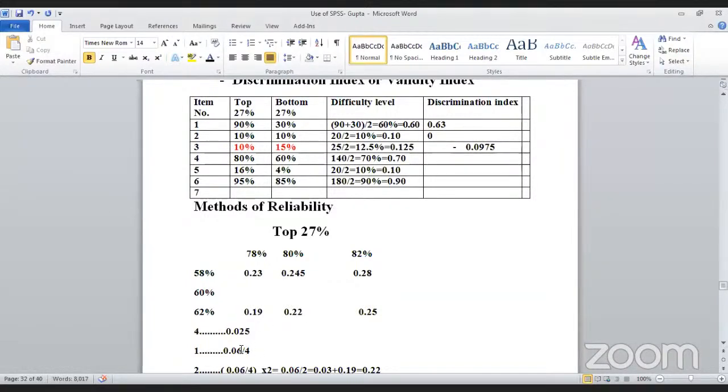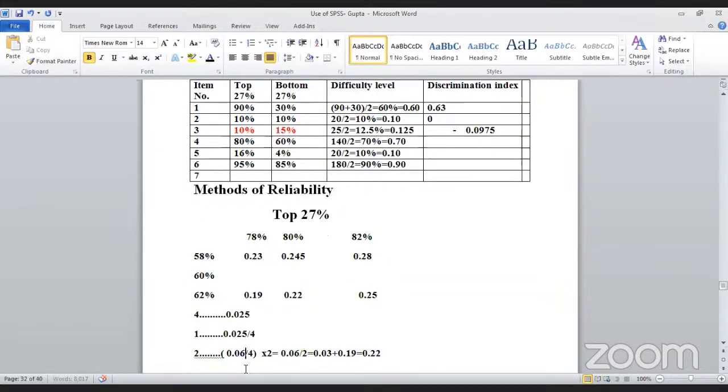And when it is 1, then this will be 0.025 divided by 4. And when it is this, then it means 25 divided by 4. And when it is this, then it is 25 divided by 2 it will be. And when you divide it by this, then the answer will be 0.0125.